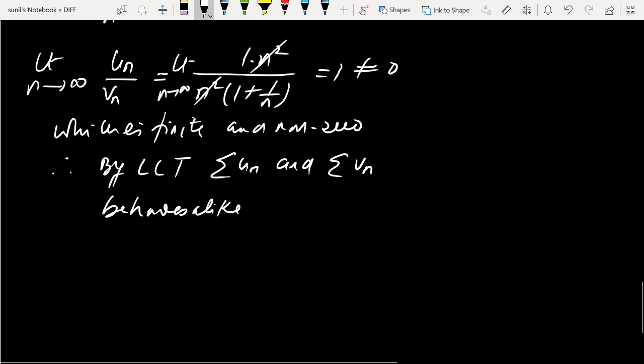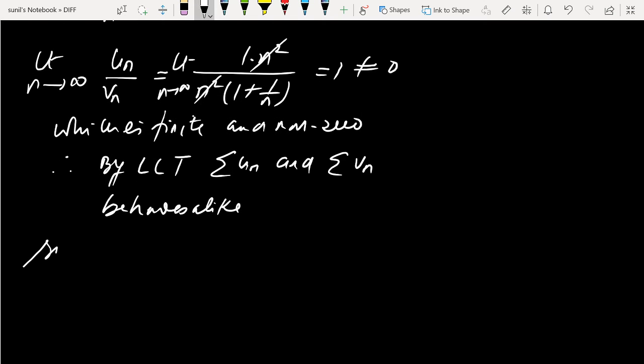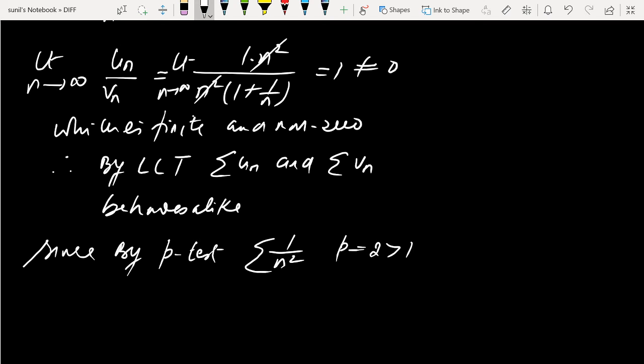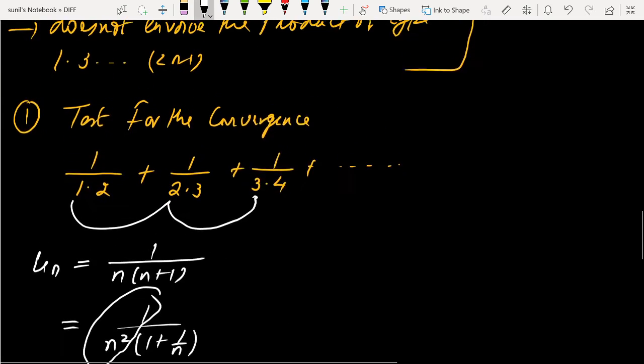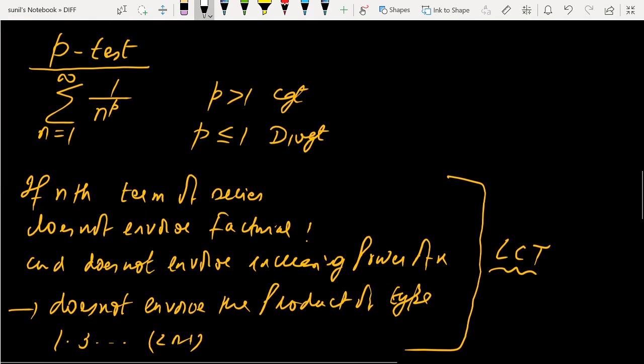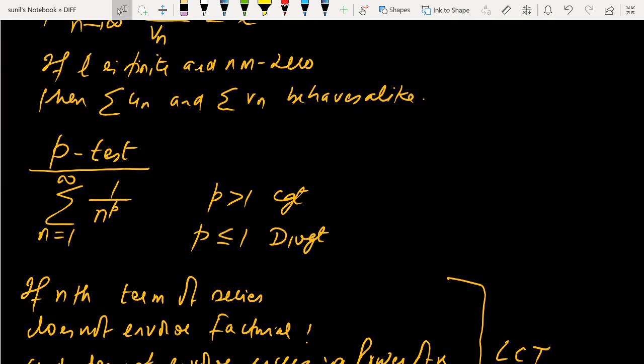Now what do we mean by behaving alike? Since by the p-test, summation 1 upon n square, here p is 2, more than 1, is convergent. As their behaviors are alike, therefore I can say that summation un is also convergent. So this way, student, you can make use of this, because the p-test and the LCT are made for each other in most problems.